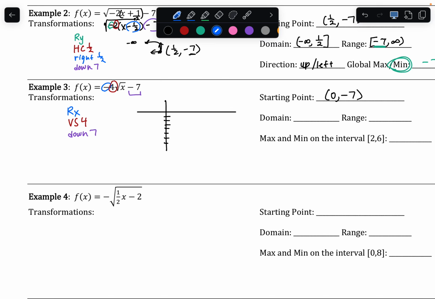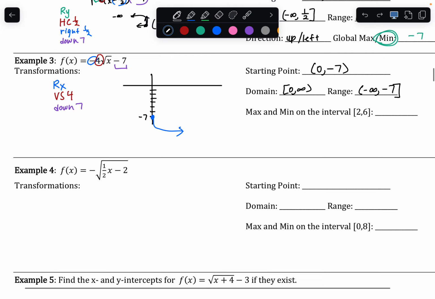So my new starting point is at -7 on the y-axis, and it's going down into the right because of the reflection across the x-axis. He's upside down. Okay, and so looking at my domain, it's going from 0 to infinity because it's still going to the right. But then the range is now going from -infinity, and it is stopping at -7 with the bracket. Okay, -infinity stops at -7.